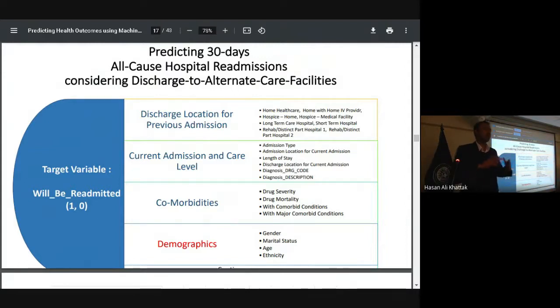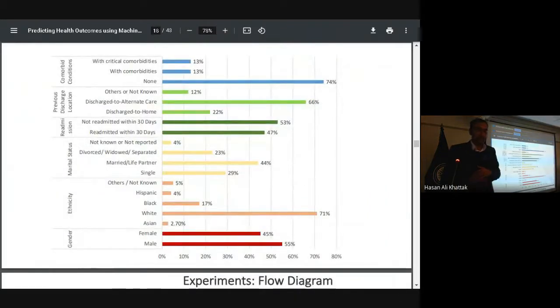For example, related disease: if someone came with diabetes, whether the patient has any heart disease or any other associated disease with that. So the drug severity, drug mortality level, then the demographic information from the gender to the ethnicity. So here are the distributions. In general, we took the gender, ethnicity, marital status, readmissions, and some discharge location and comorbidity data.